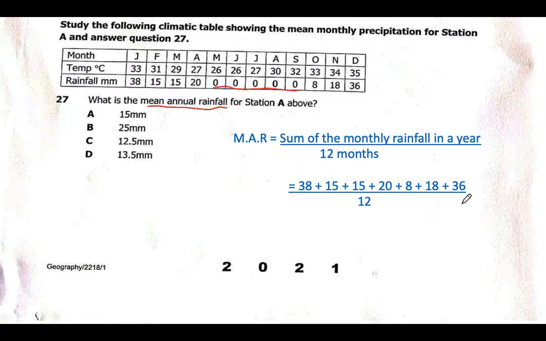And then you divide by 12 months, and what you are getting is 150. When you add everything on top there, you divide by 12. When you divide 150 by 12, you get 12.5 millimeters. So our answer there is C, which is 12.5. So that's how you calculate. And then moving on to the other question.